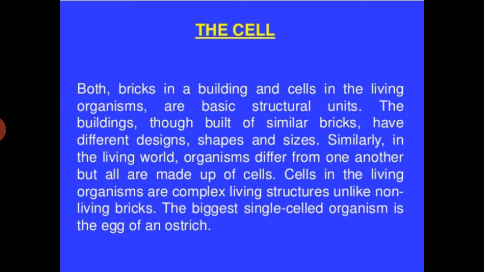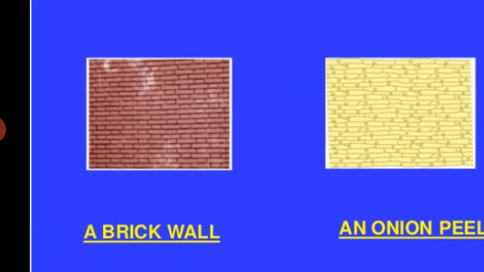The cell. Like bricks in a building, cells in living organisms are the basic structural units. Bricks in a building and cells in the living organism: here is a comparison of two examples in this sentence. First is bricks in the building. See in this diagram, it's a brick wall. All bricks are arranged in a particular manner. After arranging the bricks, they create a wall.